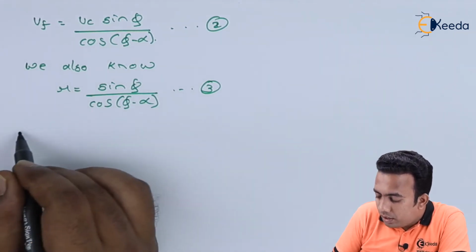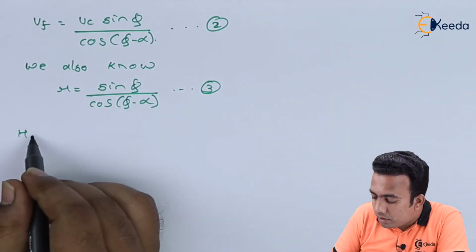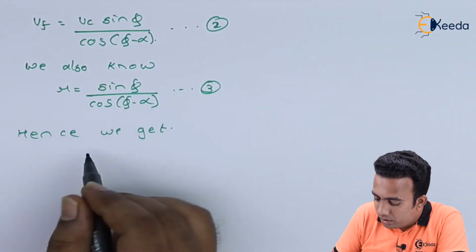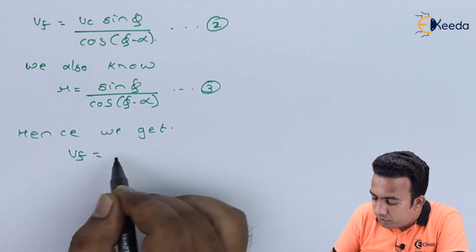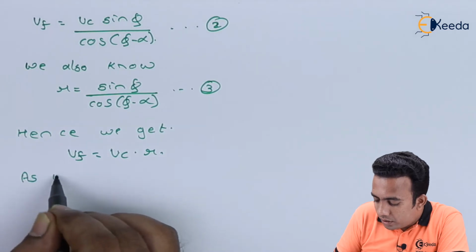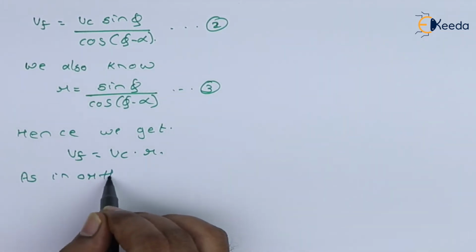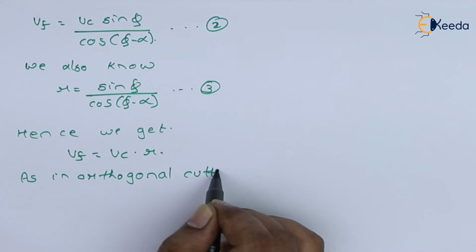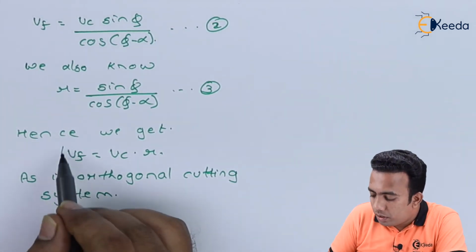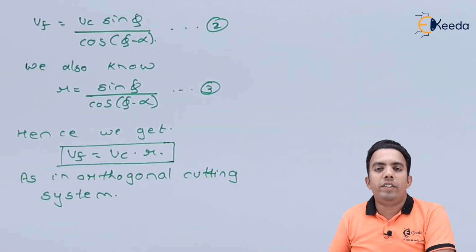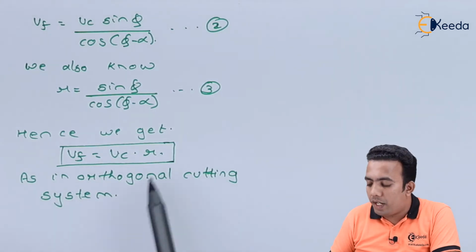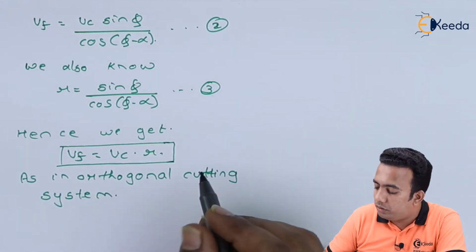So by considering these three equations, we get Vf is equal to Vc into R, as in orthogonal cutting system. So this is the basic equation to find the flow velocity, that is equal to Vc into R, where R is called the chip thickness ratio.